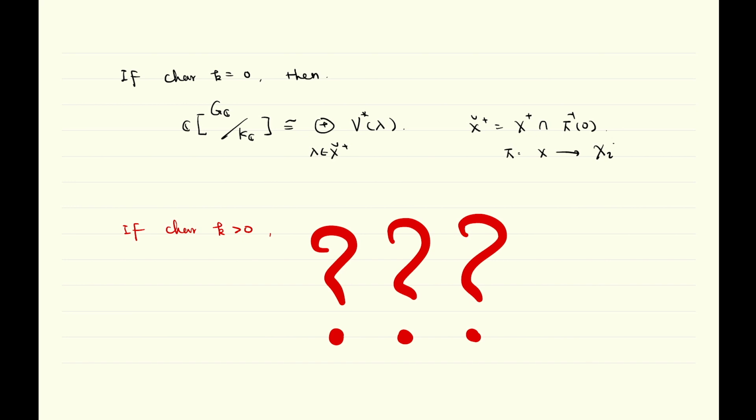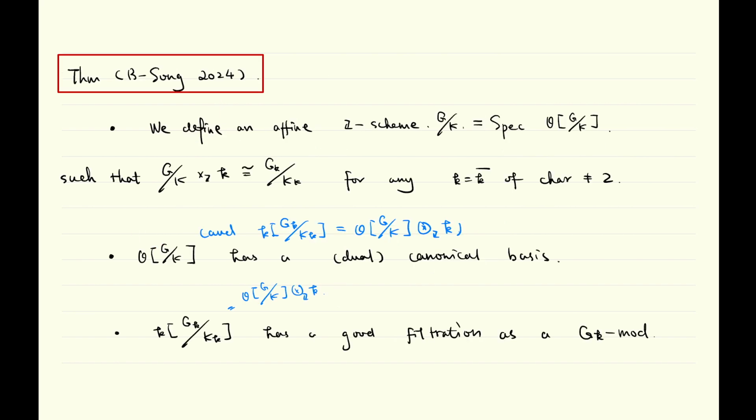But now the question, a very classical question, is: what happens in characteristic p? You can guess the result, but that's basically the claim. So I'm giving you a theorem first, and then we go to the construction. This was posted earlier this year, and we define an affine Z-scheme G over K. Note that I'm writing G over K without a subscript, indicating that this is not really over an algebraically closed field.